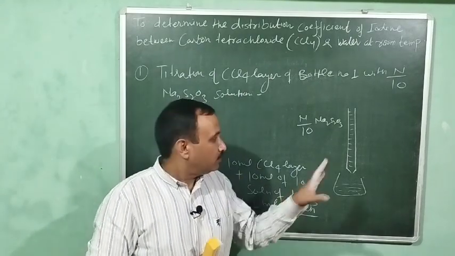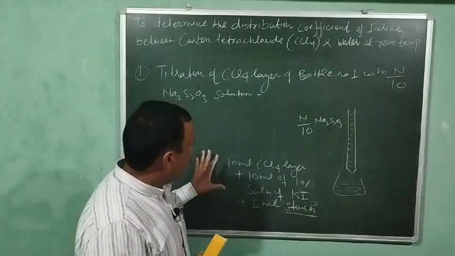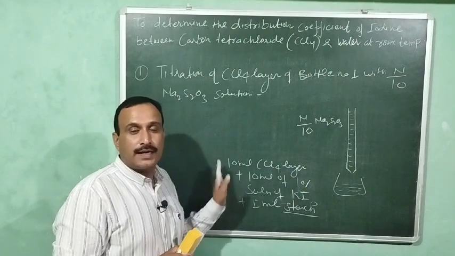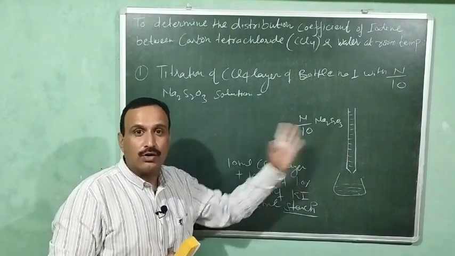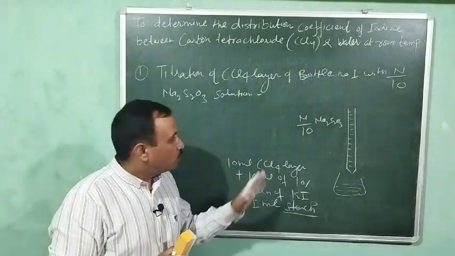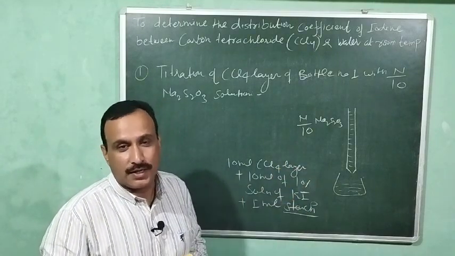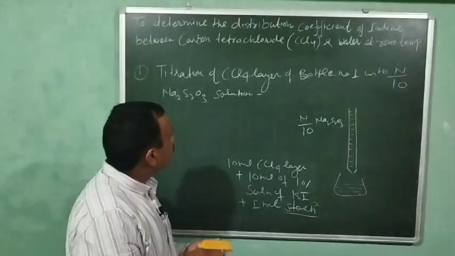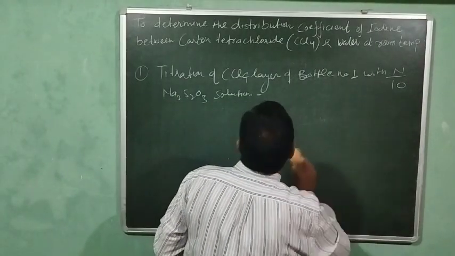Okay, so then here we will have the concordant volume, and the same procedure will be followed for the aqueous layer of all the rest of the 3 bottles also. जो बाकी बची हमारी 3 bottles हैं, उनकी aqueous layer को titrate करने के लिए भी यही procedure follow किया जाएगा.